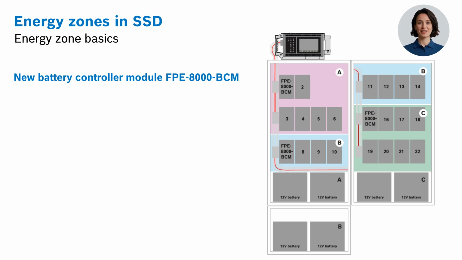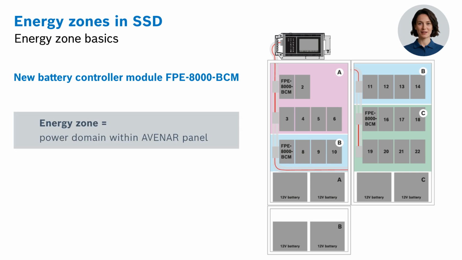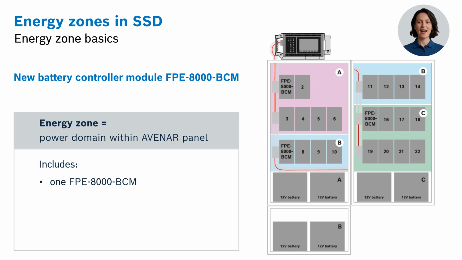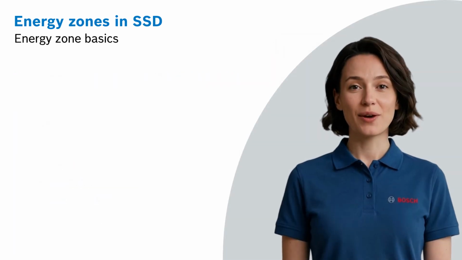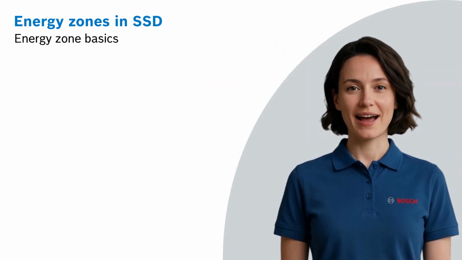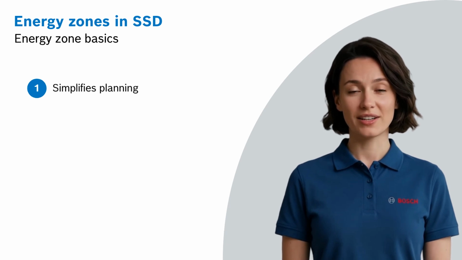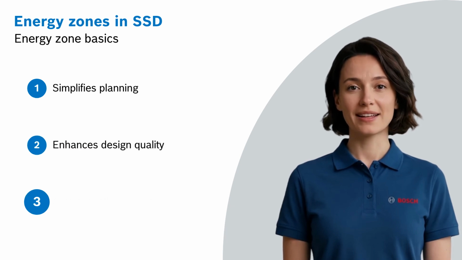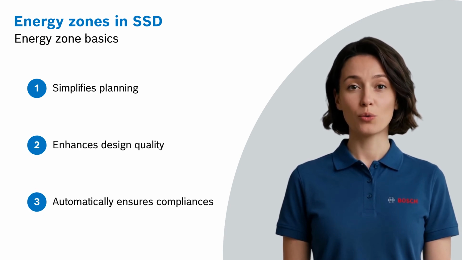An energy zone is a distinct isolated power domain within the Avanar panel. Every zone includes one FPE 8000 BCM, one UPS 2416, at least one pair of batteries, and at least one rail. The integration of the energy zone concept into SSD simplifies power calculations for easier planning, enhances design quality, and automatically ensures your design complies with all rules for the energy concept.